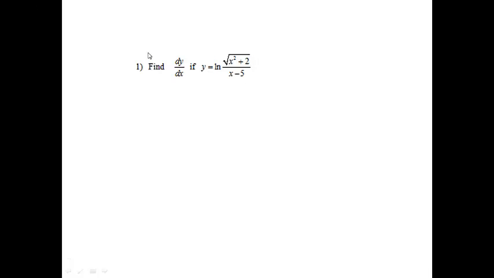dy/dx if y equals the natural log of the square root of (x squared plus 2) over (x minus 5), right? The first thing that we want to do is just simplify this function as much as we can before we try to take the derivative using our logarithmic properties. The first thing that I'm going to do, since there's division, is separate them with subtraction, so I get y equals ln of the square root of x squared plus 2 minus the natural log of x minus 5.